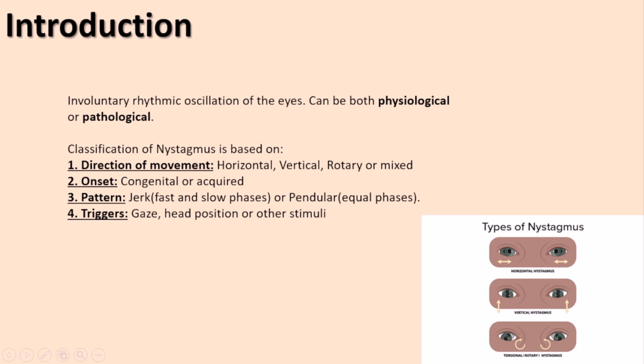And in this picture, on the right side, you can see the types of nystagmus based on direction of the movement. So here we have horizontal nystagmus, where the eyes are moving like this. We have a vertical nystagmus, when the eyes are moving vertically. And the last one is torsional or rotary nystagmus, where the eyes are rotating around an axis.